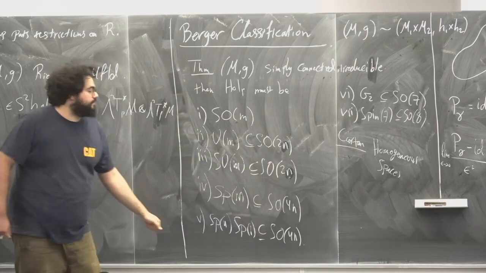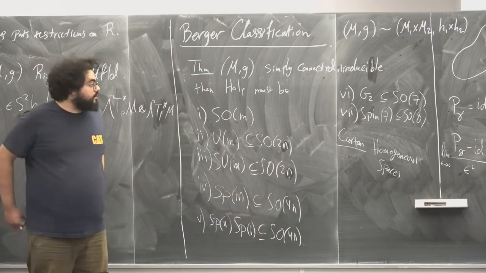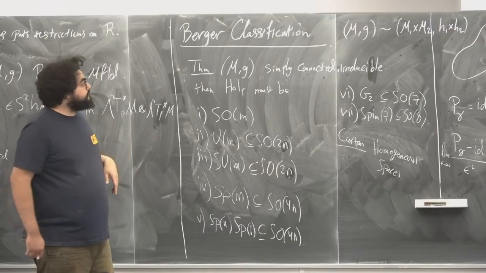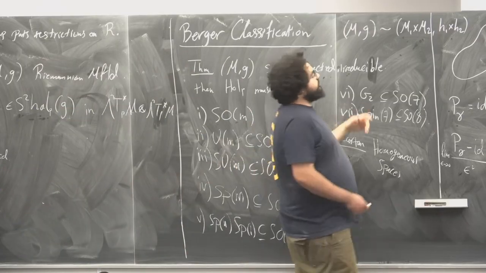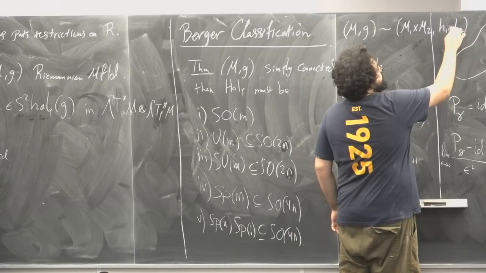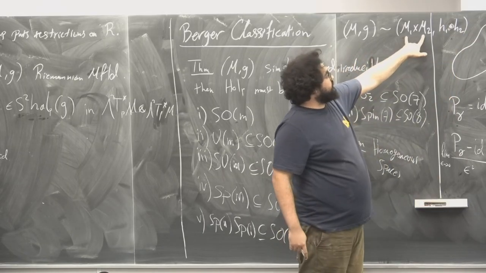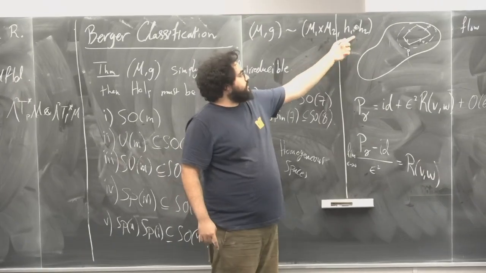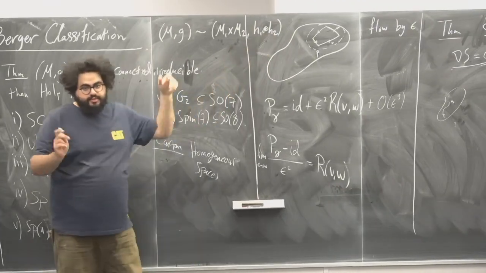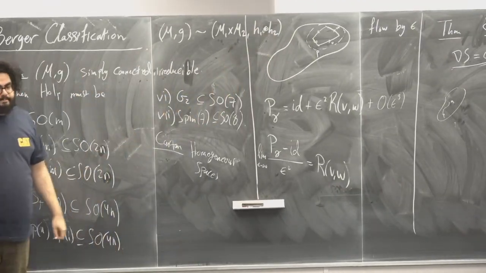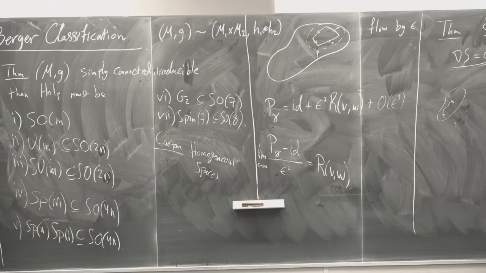What kind of product is that between H1 and H2? You can think of it as a direct sum here, if you want. Because this is just a product of manifolds, and then this is just the product metric, or the direct sum. Good. Okay. Good. Any other questions about this?